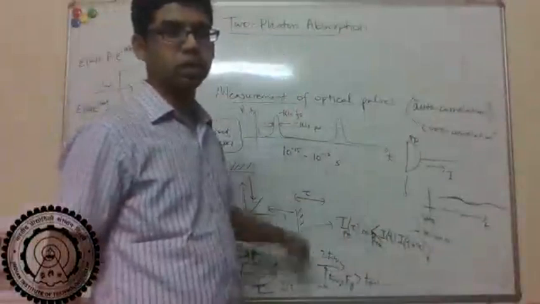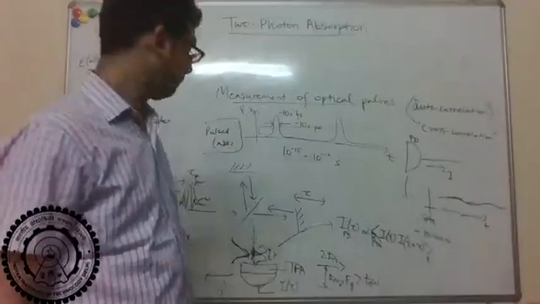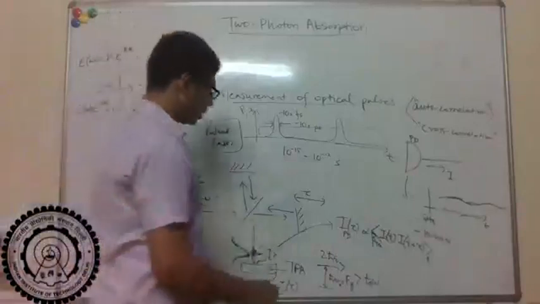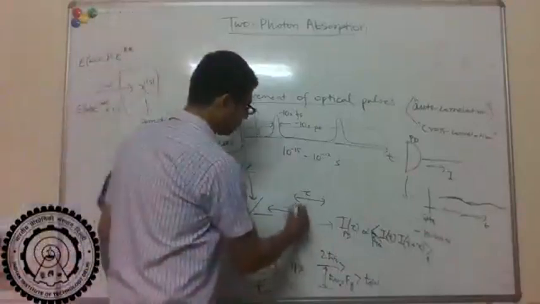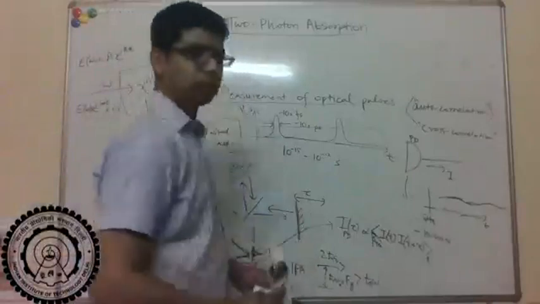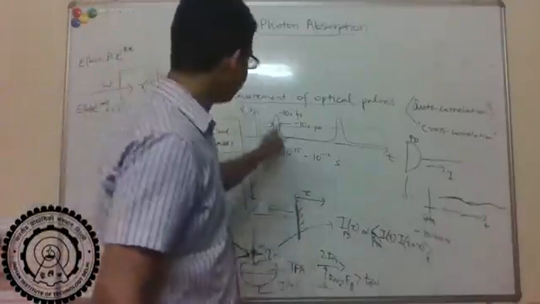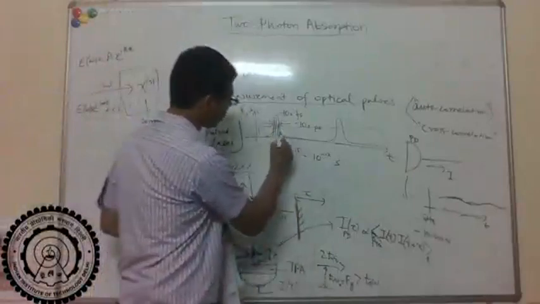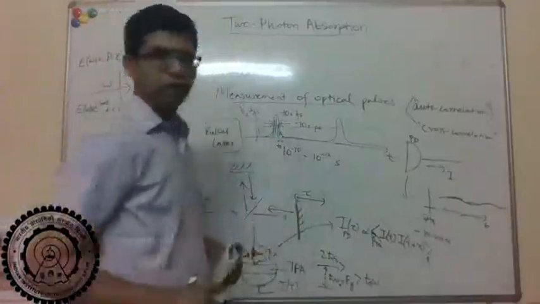Sir, this delay you are giving manually, or do you have a device which can do it at the speed of nanoseconds or something? Okay, so you are asking how can we give this delay? The delay we want to give is within the pulse, right? So we want to give femtosecond delays. Okay, how do we do that?